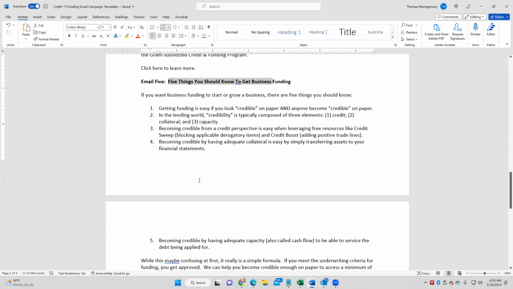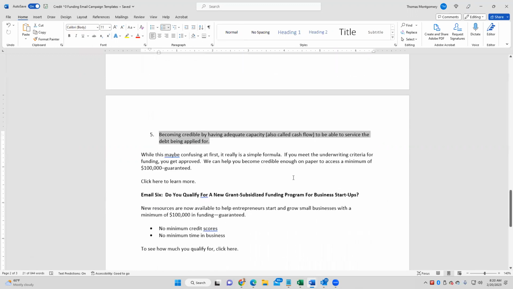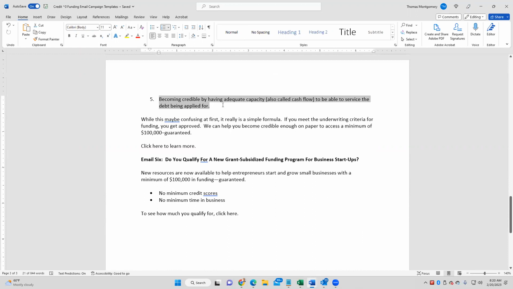And then the fifth of the five things is becoming credible by having adequate capacity. This is just so important, and I think so many people overlook it. What's the number one thing that a lender wants? They want to be repaid. They want to be paid back. More than anything, they want to be paid back. So they tend to try to filter who they're going to loan money to based upon the risk of not being paid back.